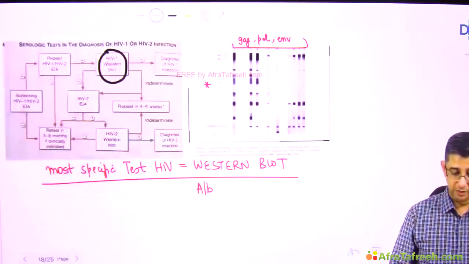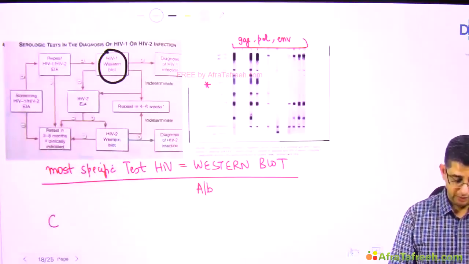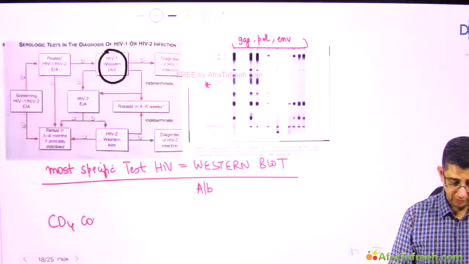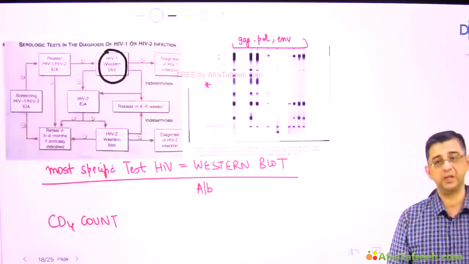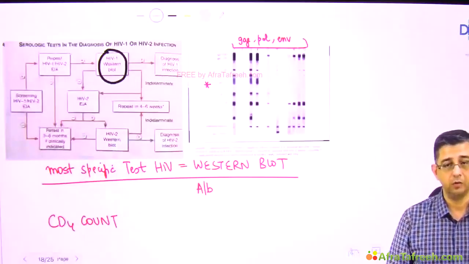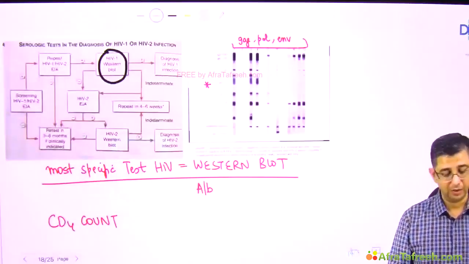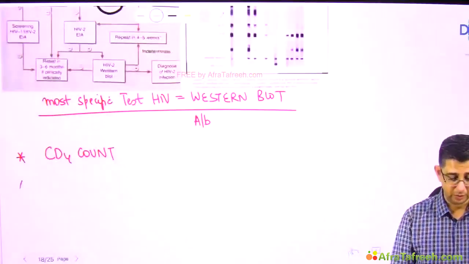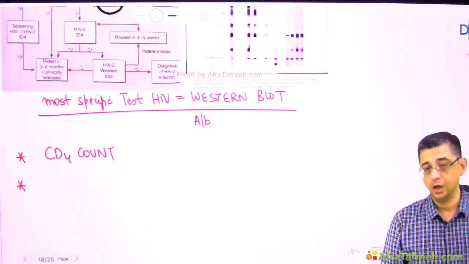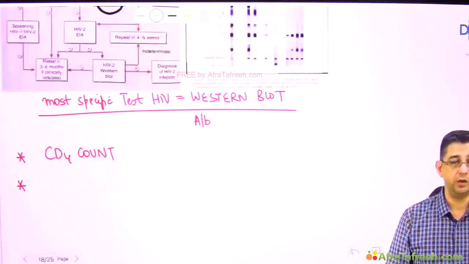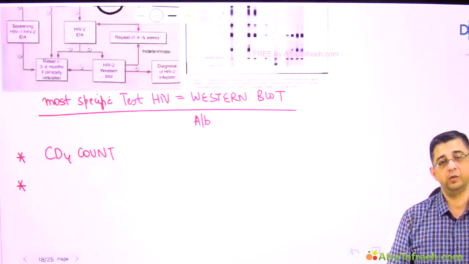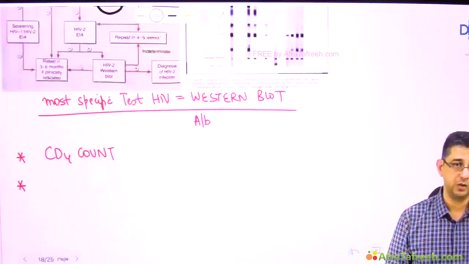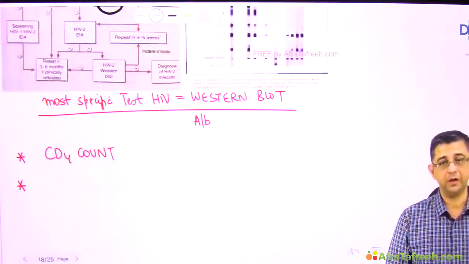Once we've identified the disease, we'll also be doing other tests in the patient in the form of CD4 count. As compared to the CD4-CD8 ratio, CD4 count will give you more diagnostic information, and the lower the CD4 count, the higher the chances of opportunistic infections occurring in a patient. You very well know that nowadays we don't have any cutoff of CD4 count below which we will be starting the person on combination antiretroviral therapy.